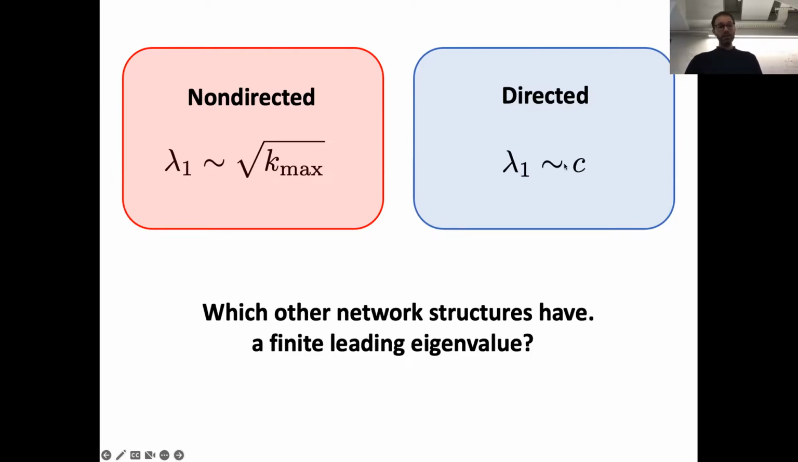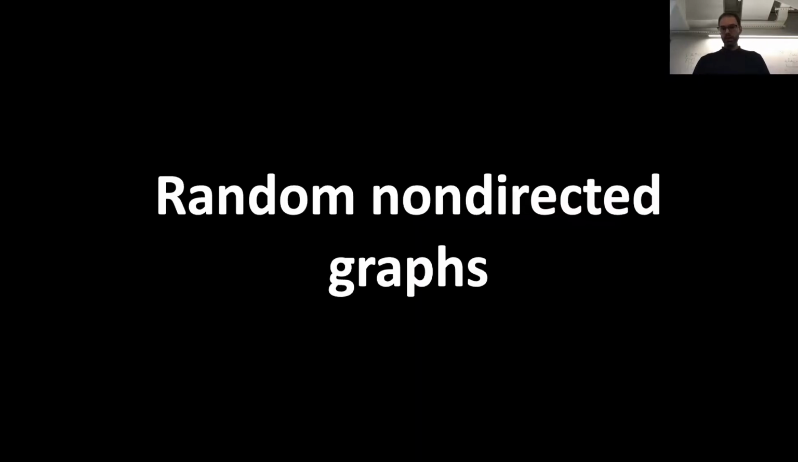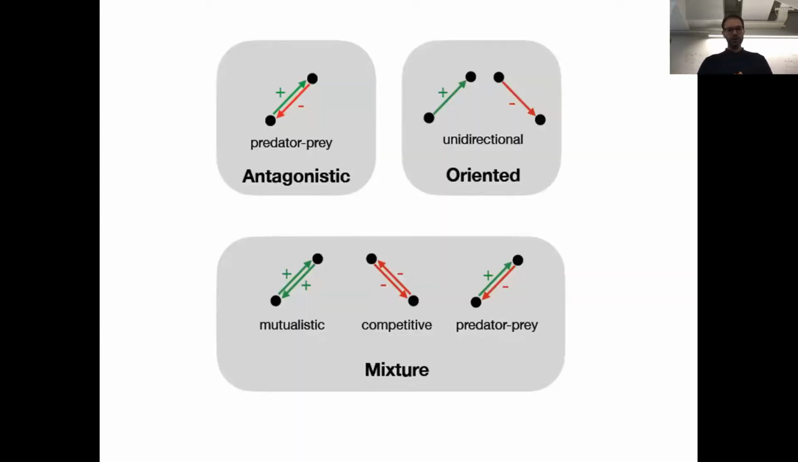But this raises an interesting question, which is which other network structures have a finite leading eigenvalue? Because we have looked at the directed case. What happens if the weights become non-directed? So this brings me to random non-directed graphs. Here we have looked at the following possibilities. So this is oriented, which is the same as directed. Basically, if you have a link in one direction, there is no link in the other direction.